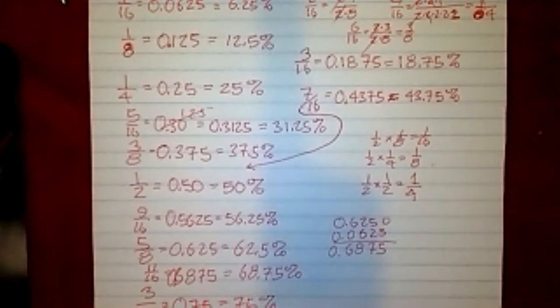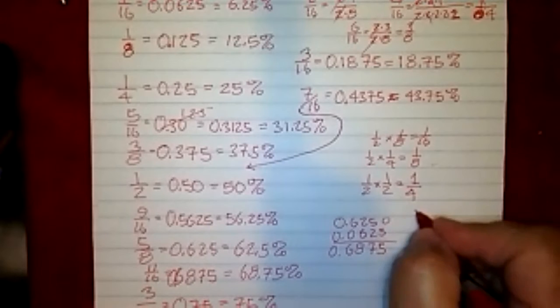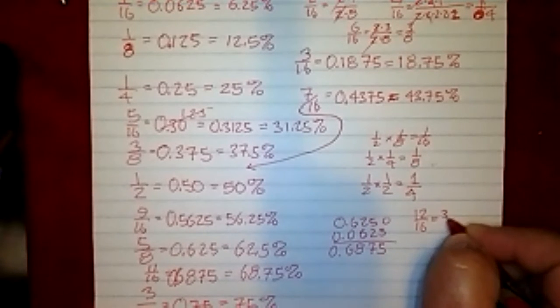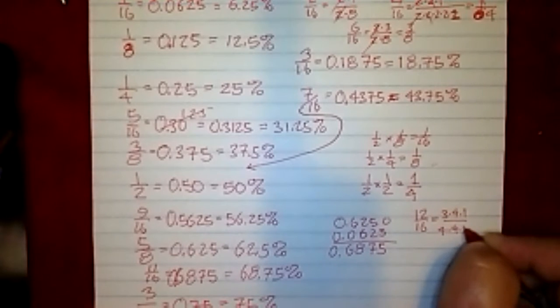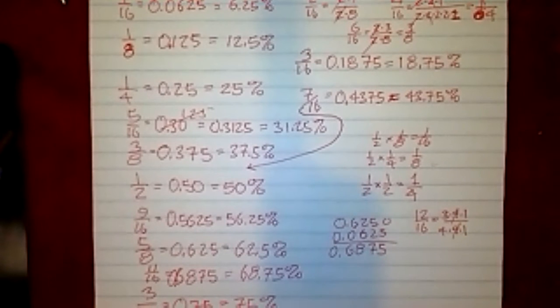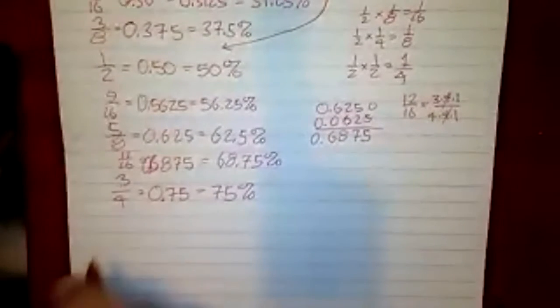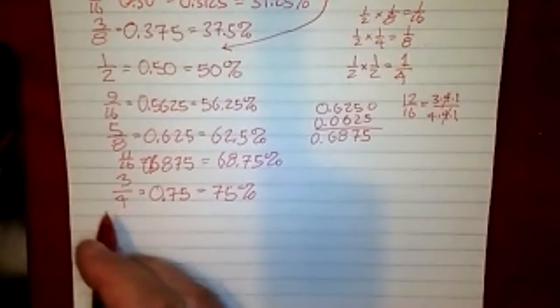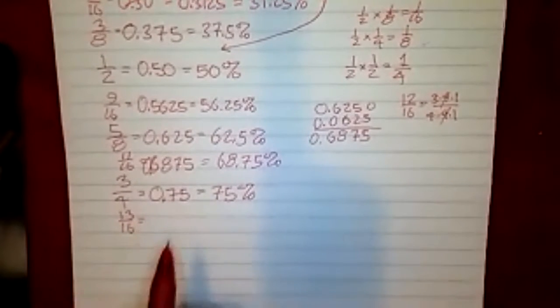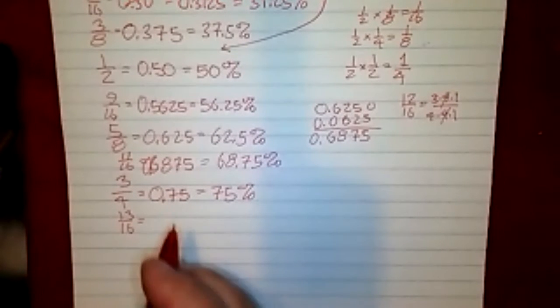11 sixteenths is 0.6875. 12 sixteenths, I think you can tell, could be 3 times 4 times 1 over 4 times 4 times 1. Drop that, I get 3/4. So I've already got that with 12 sixteenths because 12 sixteenths is 3/4. Now, if I go to 13 sixteenths, which is the next one up, that's just 0.0625 added to that.